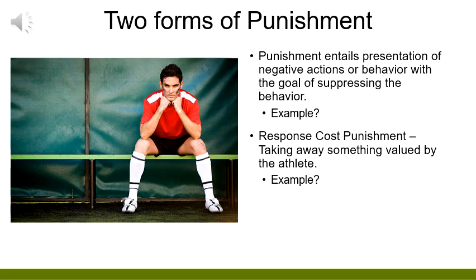Looking at the punishment side, there are two main forms of punishment. Punishment entails the presentation of negative actions or behavior with the goal of suppressing the behavior. And then there's response cost punishment. This is taking away something that's valued by the athlete. If they're a captain or an assistant captain on a team, removing that captain's moniker can be a form of punishment, something that's incredibly valued to the individual athlete within their team concept.